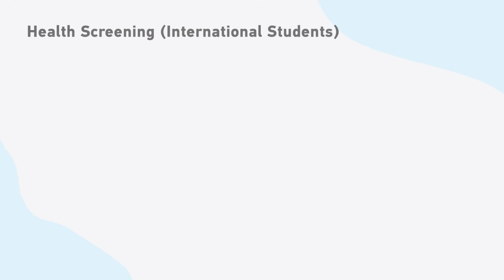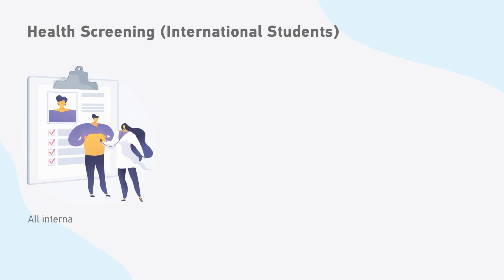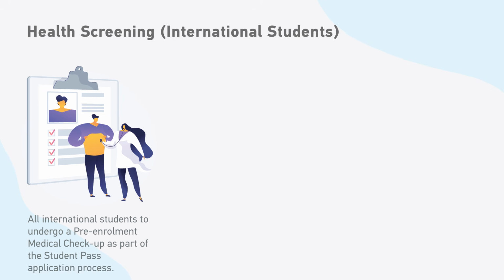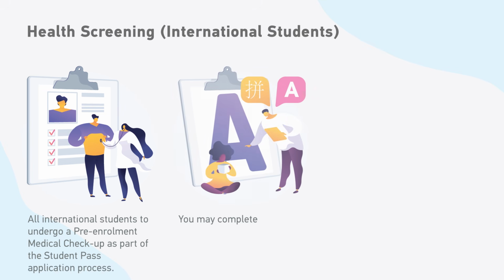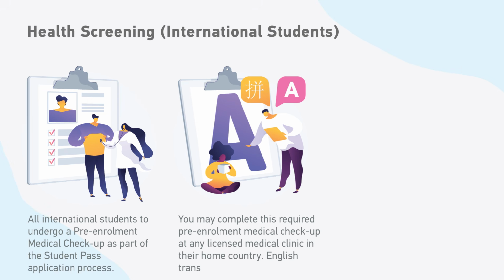For international students, the Singapore Immigration and Checkpoints Authority, ICA, requires all international students to undergo a pre-enrolment medical checkup as part of the student's pass application process. This includes an HIV test and a chest X-ray for tuberculosis clearance. International students may complete this required pre-enrolment medical checkup at any licensed medical clinic in their home country. The test results, translated into English, must then be endorsed by Raffles Medical for a fee in order to activate your student medical insurance. This endorsement must be completed before the start of your program.